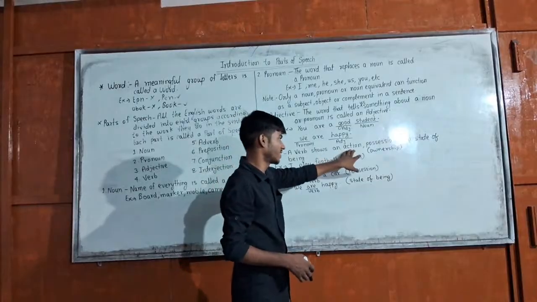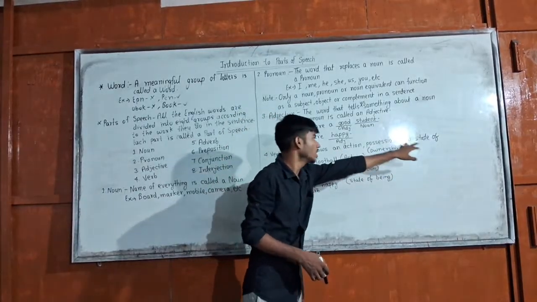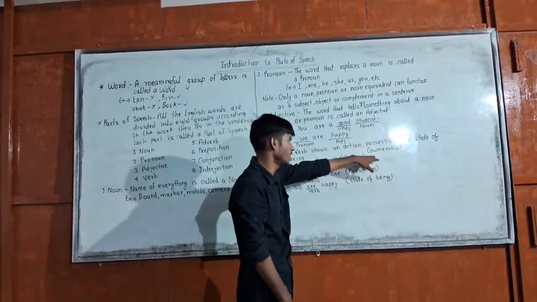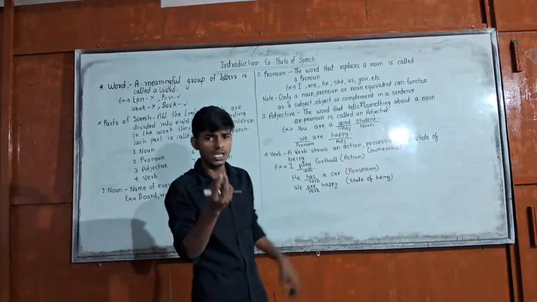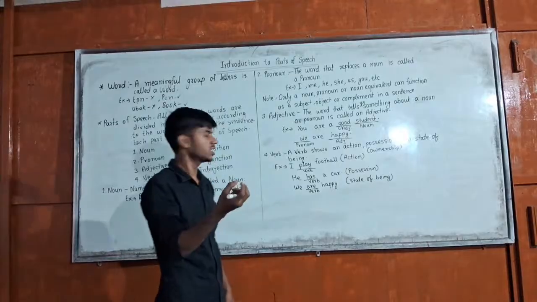So a verb shows an action, possession, or a state of being. What does possession mean? Ownership. And a state of being means अवस्था, किसी भी चीज की अवस्था.